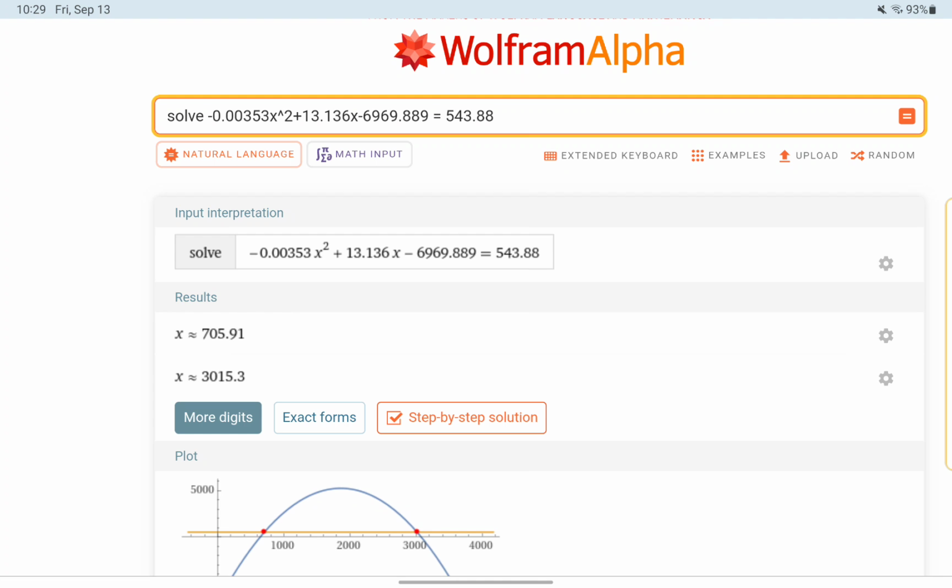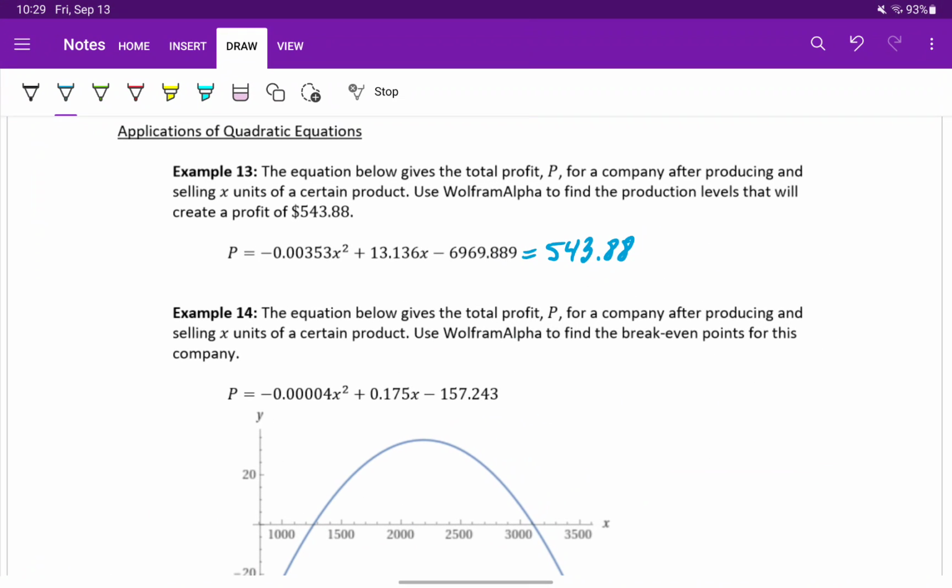Our values for X in this case represent units produced, meaning what we want to do is round this to the nearest whole number because we can't produce a fraction of an item. What that tells us then is that our solutions would be X equals approximately 706 or 3015 units.